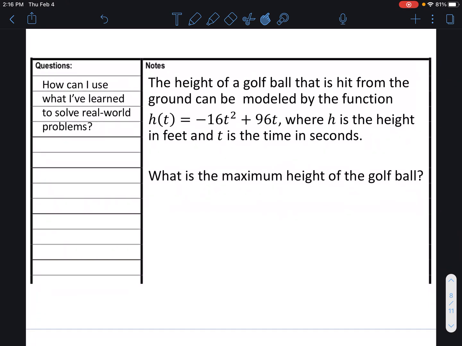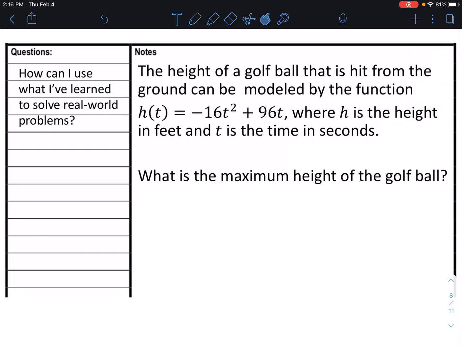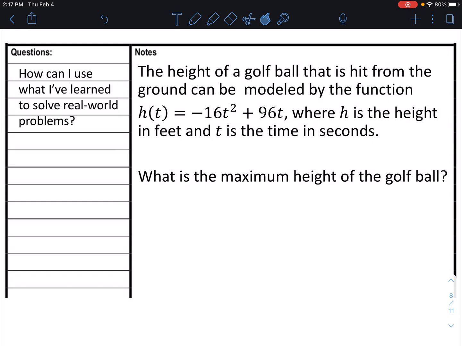Okay, so now the reason we're doing this is because there are lots of real-world applications to quadratics. So for example, anytime you have a projectile, like you hit a ball or you throw a ball or anything like that, it's going to be a quadratic function. So the height of a golf ball that is hit from the ground can be modeled by the function h of t equals negative 16t squared plus 96t, where h is the height in feet and t is the time in seconds. Okay? So what is the maximum height of the golf ball?